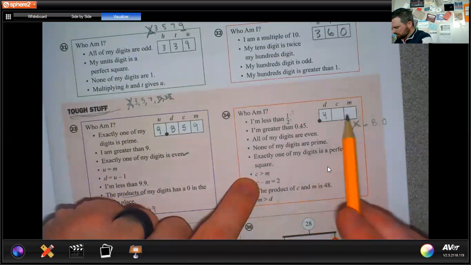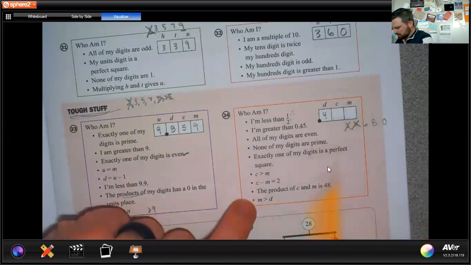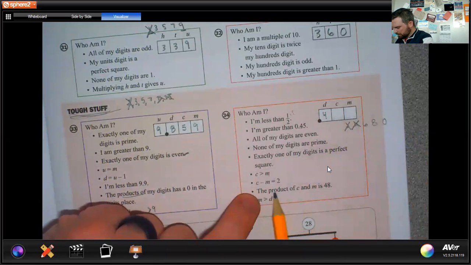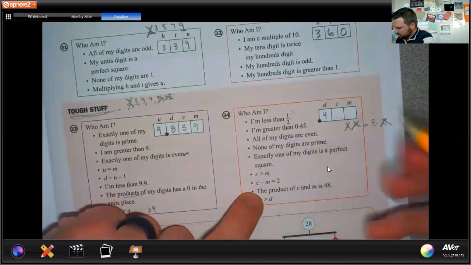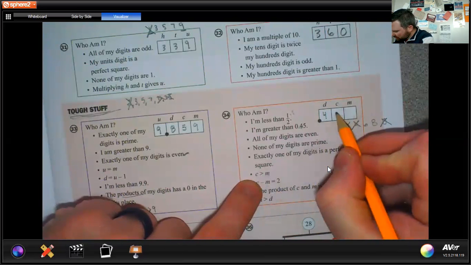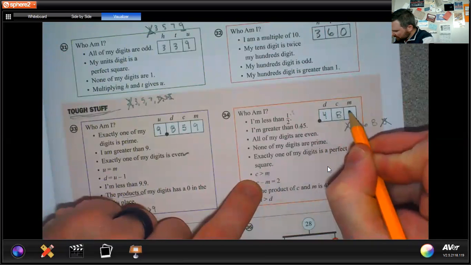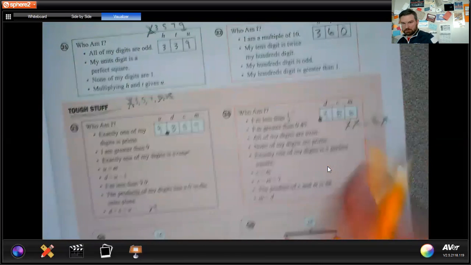Okay, so if I use 0, then that would change things. Let's look down here. The product of C and M is 48. So I can't use a 0 here, okay? Because C times M is 48. I can't use 0, otherwise the product would be 0. And C is greater than M, so that would be 8 and 6. So 0.486.